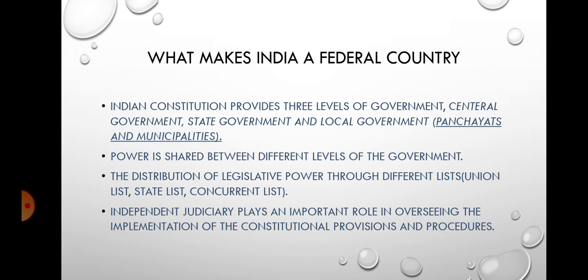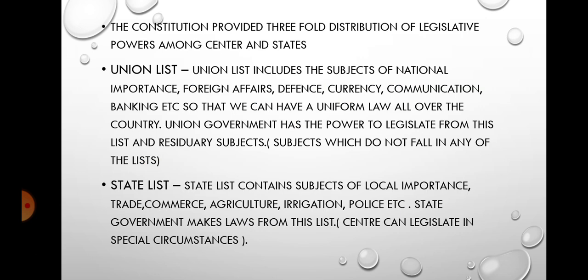The distribution of legislative power through different lists, union list, state list, concurrent list, the power is transferred through these different lists given in the 7th schedule. Independent judiciary plays an important role in overseeing the implementation of the constitutional provisions and procedures. Constitution provides threefold distribution of legislative powers among center and states.